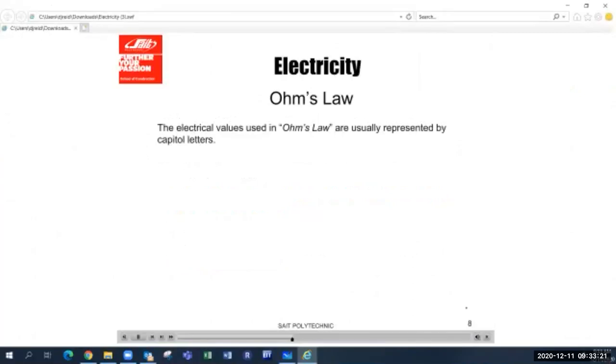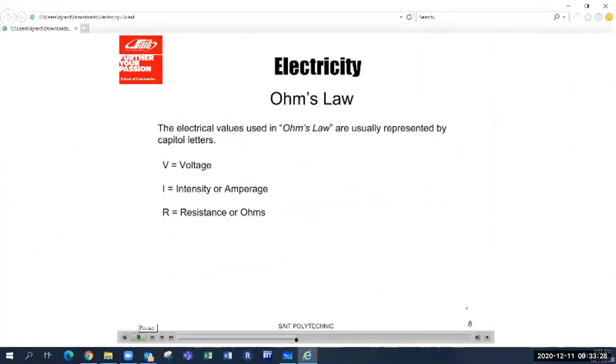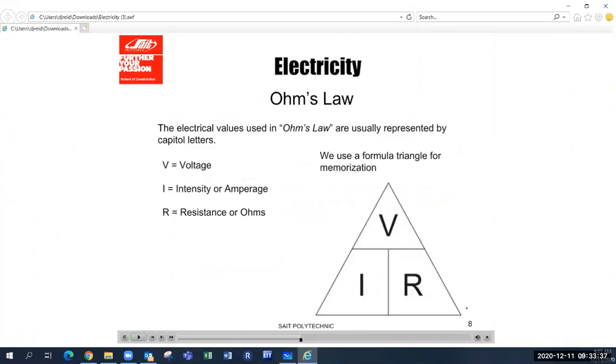The electrical values used in Ohm's law are usually represented by capital letters. V for voltage, I for intensity or amperage, R for resistance or ohms. We use this formula triangle for memorization. There's our formula triangle for Ohm's law. I times R is equal to volts. Okay? So have that handy. And we're going to move on.